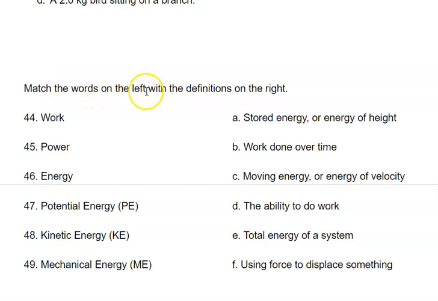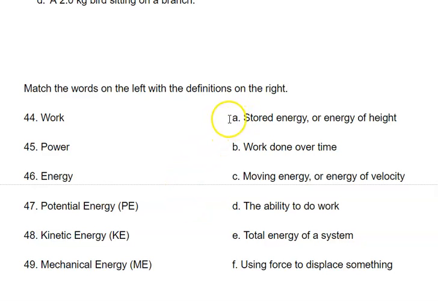Match the words on the left with the definitions on the right. Number 44, work. Number 45, power. Number 46, energy. Number 47, potential energy, also known as PE. Number 48, kinetic energy, also known as KE. 49, mechanical energy, also known as ME.